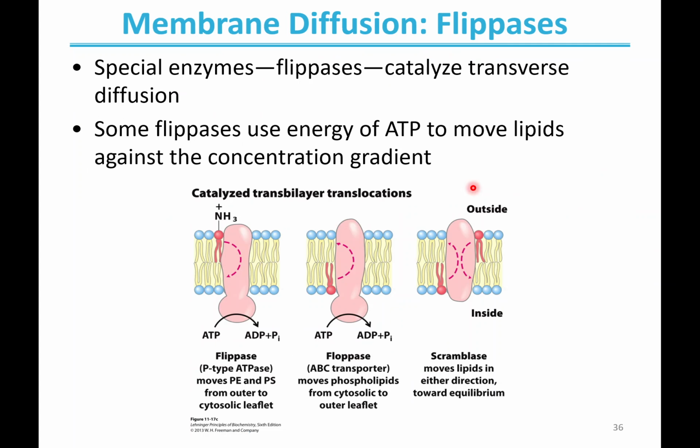We have proteins called flippases in membranes that help facilitate this process. Okay, they catalyze transverse diffusion or the flip-flopping, if you want to think of it that way. Okay, some of them use ATP to move lipids against their concentration gradient. So an example of this flippase, right? It's using ATP to move a lipid, and in this case, it's the phosphatidylethanolamine and phosphatidylserine from the outer leaflet to the inner leaflet. Remember that phosphatidylethanolamine and phosphatidylserine are more concentrated on the inside leaflet, right?